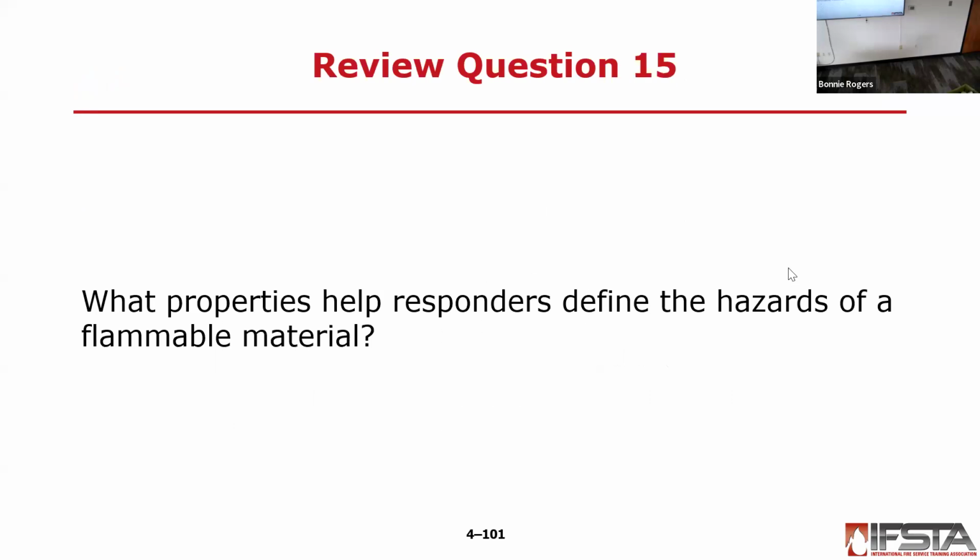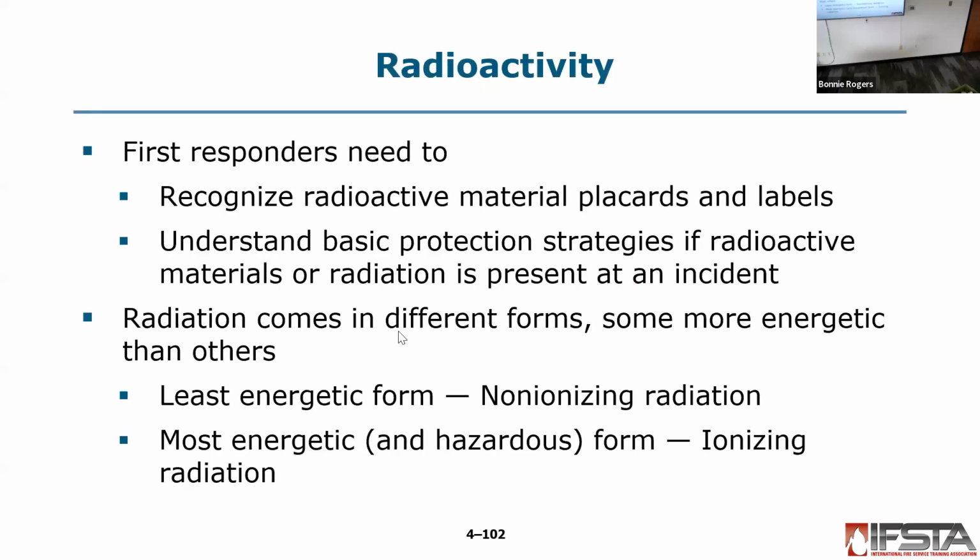All right, so we are going to move on to page 148. Let's talk about radioactivity. We're going to get a little more into this later on. What hazard class is radioactivity? Class 7, okay. How do we recognize it, what's the symbol? A trefoil, yeah. So you need to be able to identify those and know basic protective strategies.